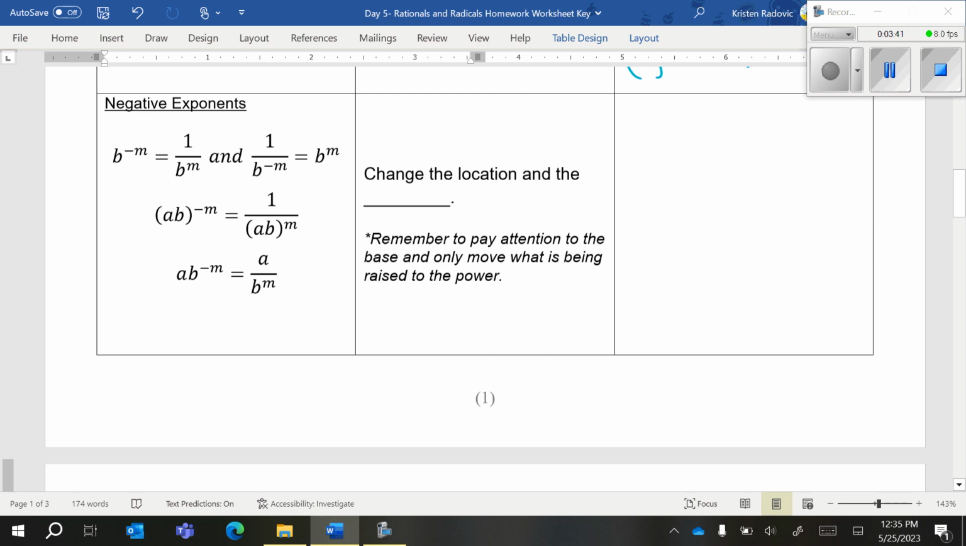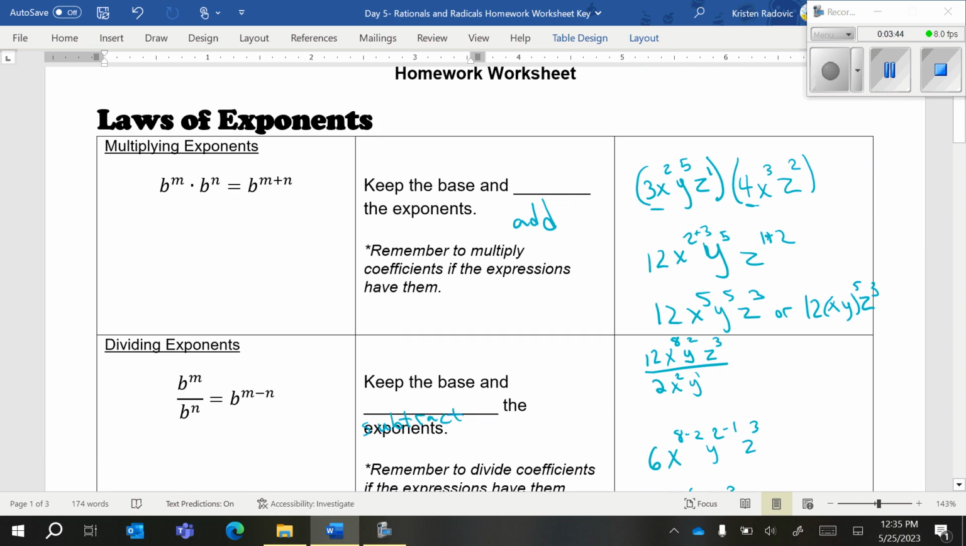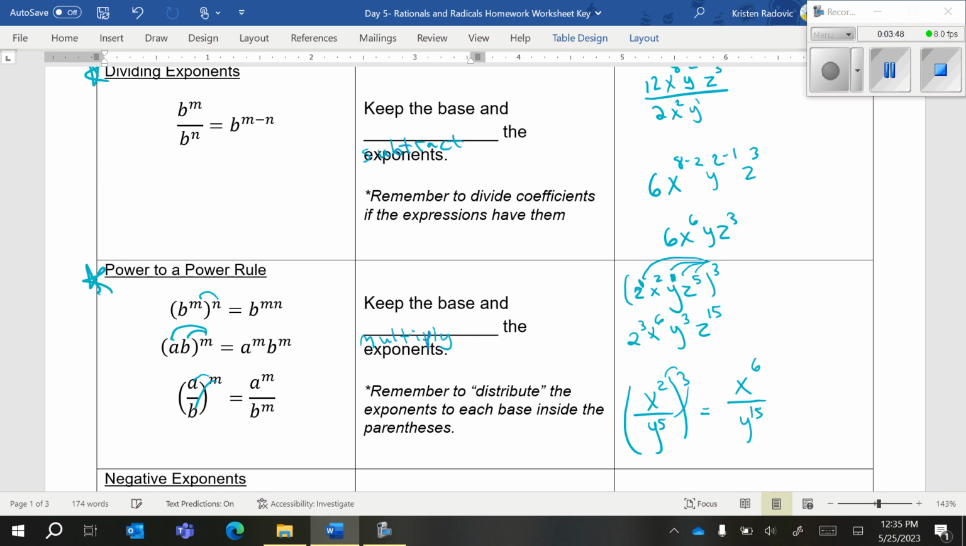Oh my gosh, we have a lot. By the way, you do have to remember all of these rules for the next time we see each other.